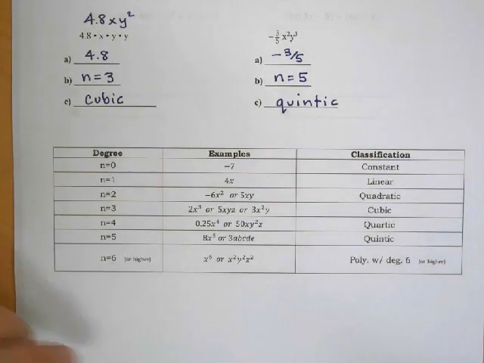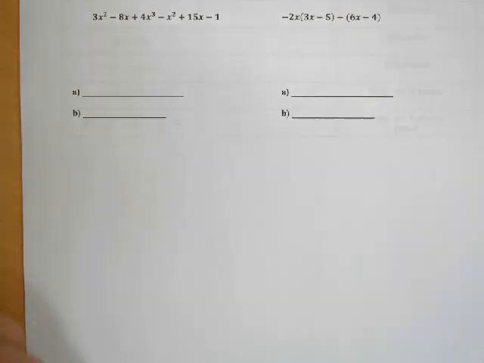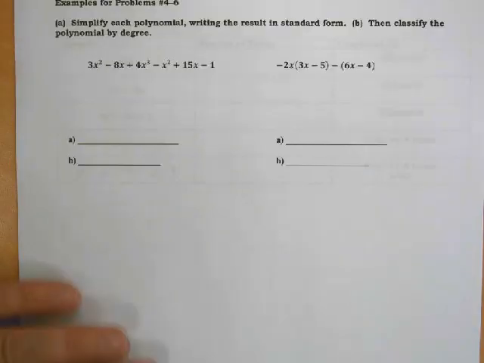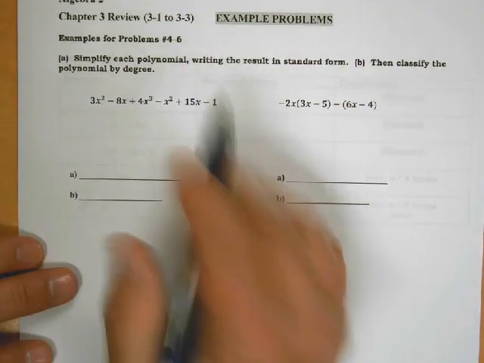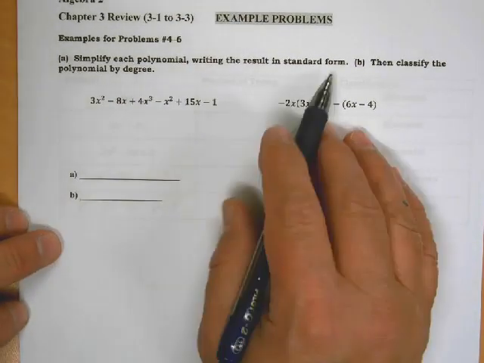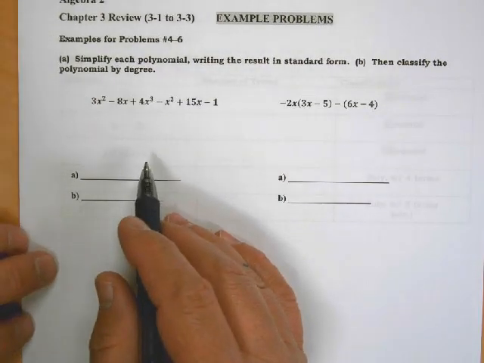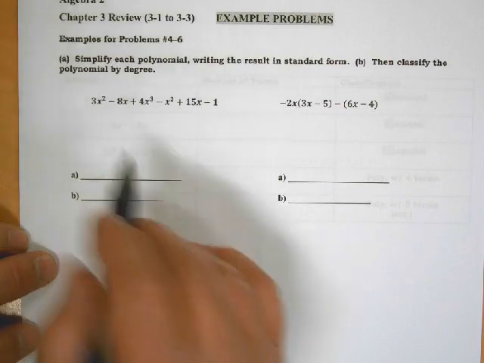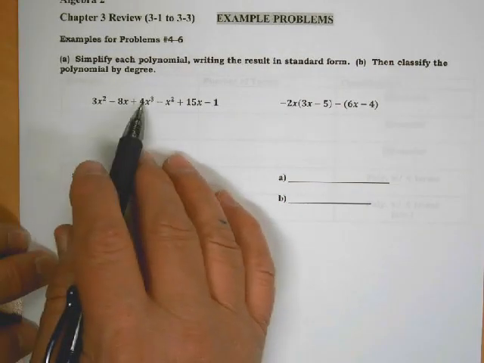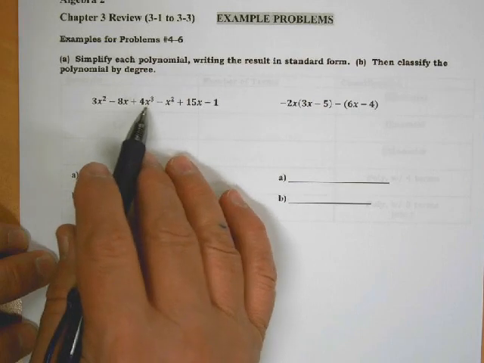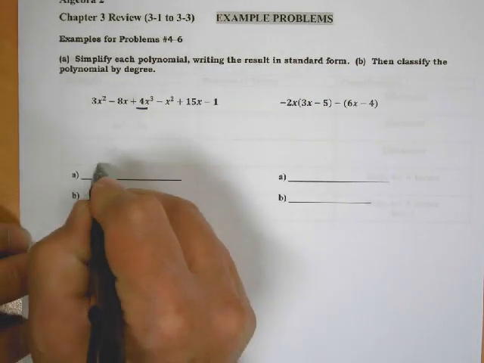Okay, we'll move on to the next section, and that'll be problems 4, 5, and 6. In this section, we're supposed to simplify the polynomial, and you write down the result in standard form. Once you've done that, you're going to classify it by its degree. So we're going to start looking for the highest exponent we can, and we home in on this x cubed. It's got more variables in it than the other terms, so that's going to go in the front.